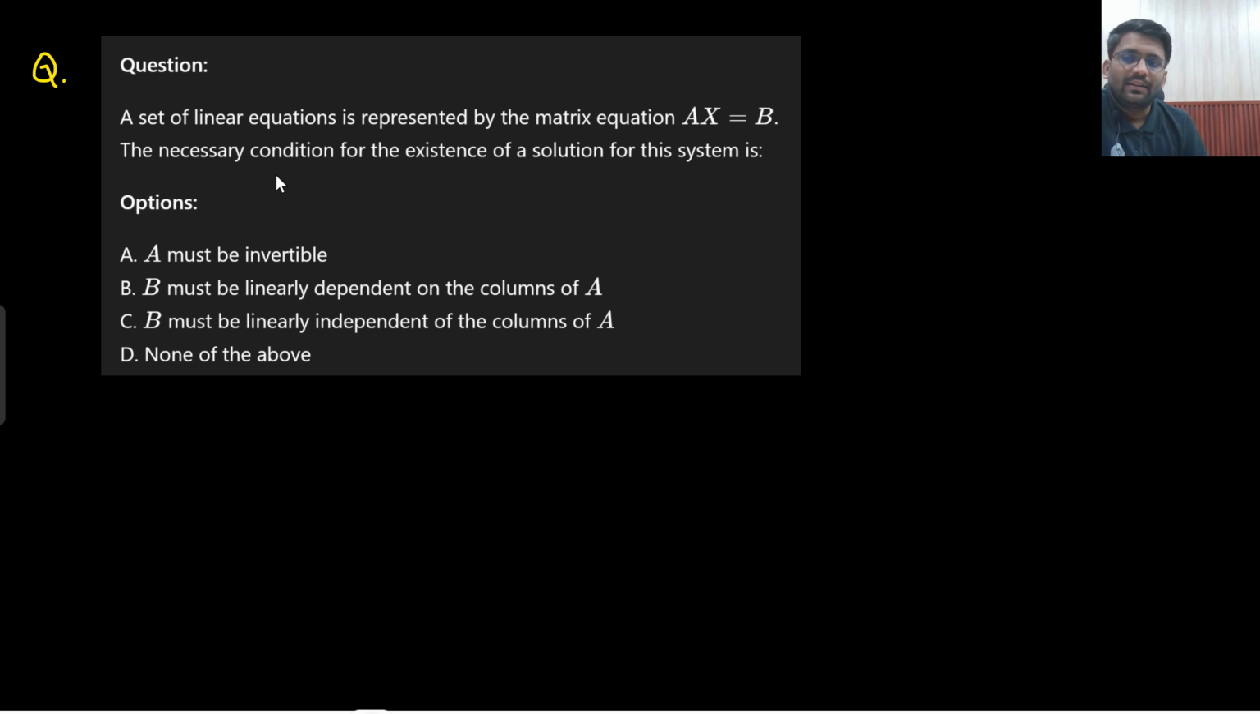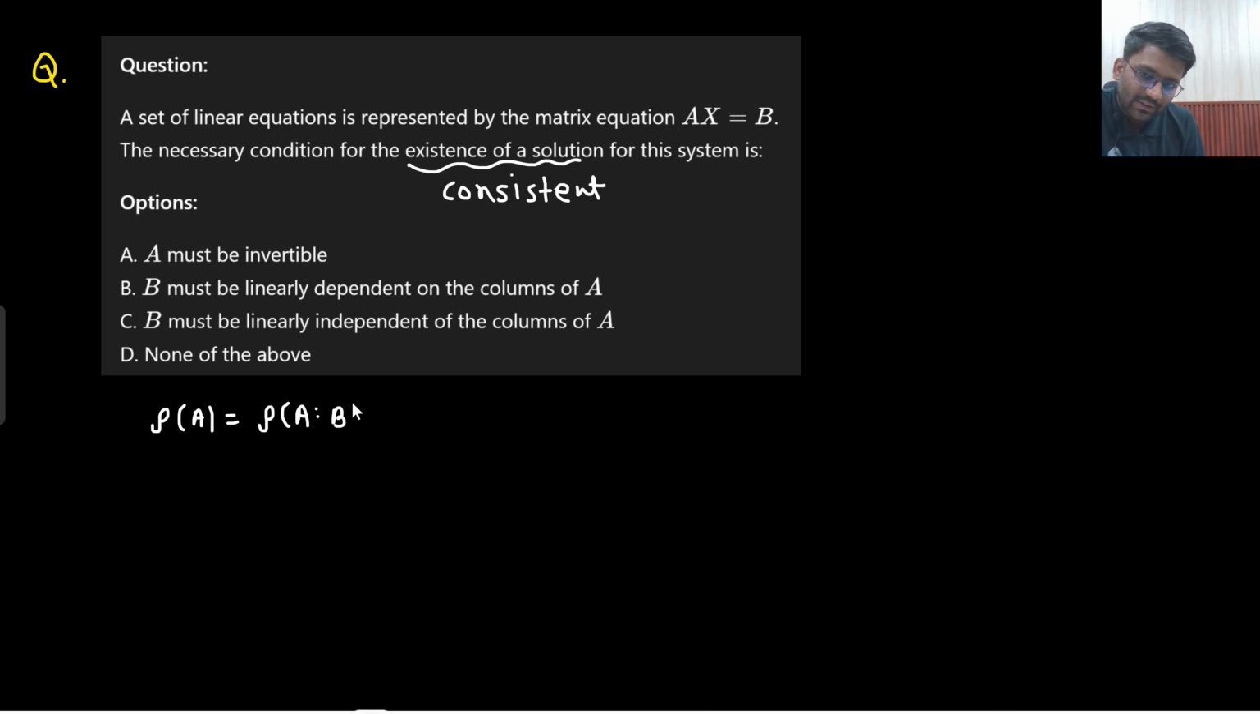What are they saying? Necessary condition for the existence of the solution. Existence of the solution, what does that mean? Consistent. What do you need? Consistent solution. So what is your condition? Your condition is that rank of A should be equal to rank of A augmented B. That's it. This is the only condition. Let's make the A augmented B matrix.